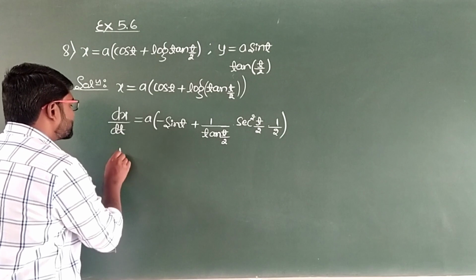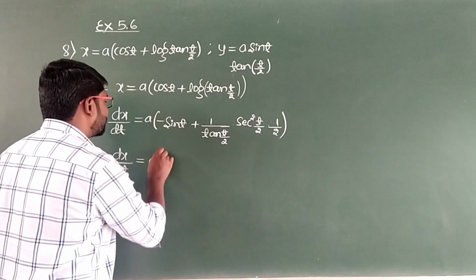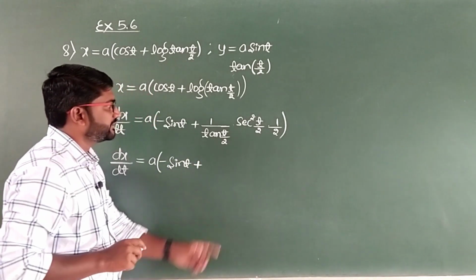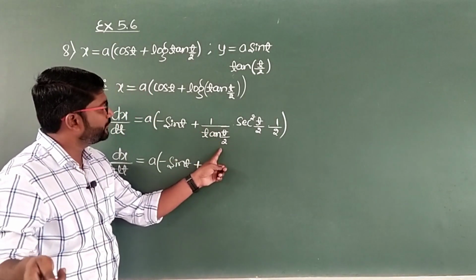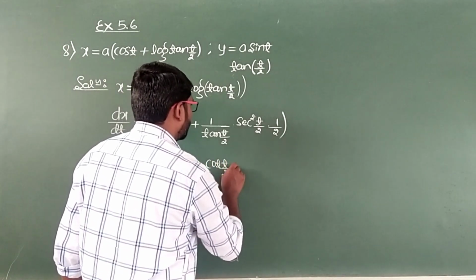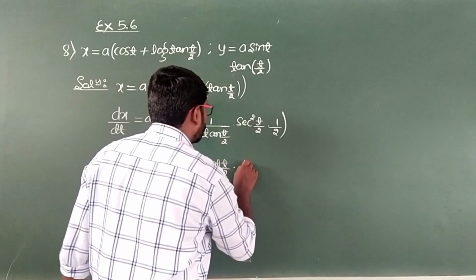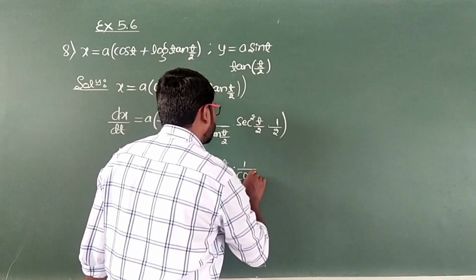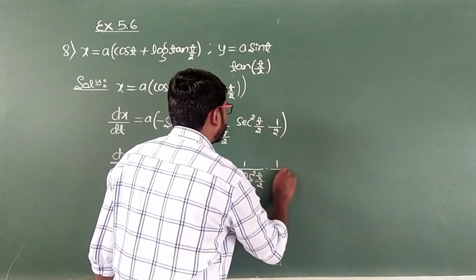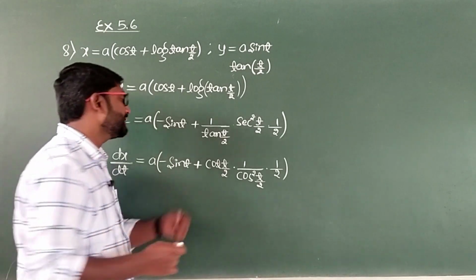So now dx by dt is equal to a, I will be writing it as it is, then minus sin t plus now 1 by tan t by 2 will be cot t by 2. So we get cot t by 2 into secant square t by 2, which can be written as 1 by cos square t by 2, into 1 by 2, I will be writing it as it is. Now cot t by 2 can be written as cos t by 2 divided by sin t by 2.